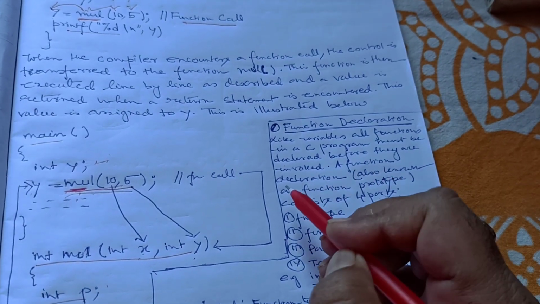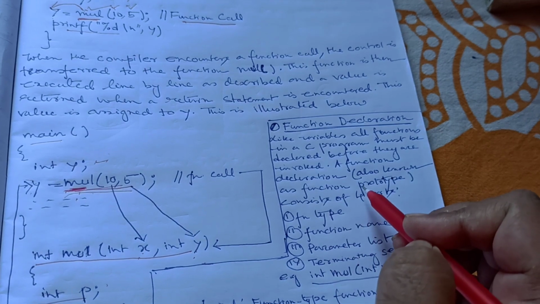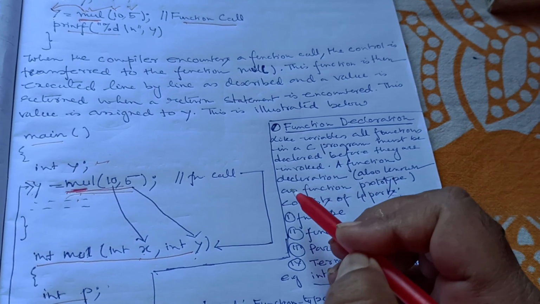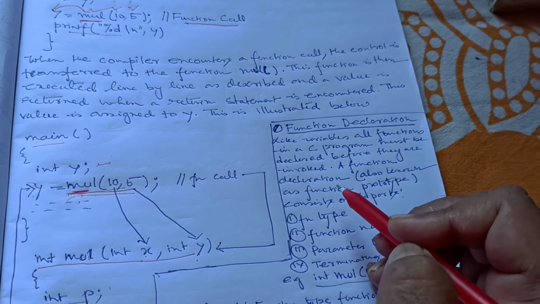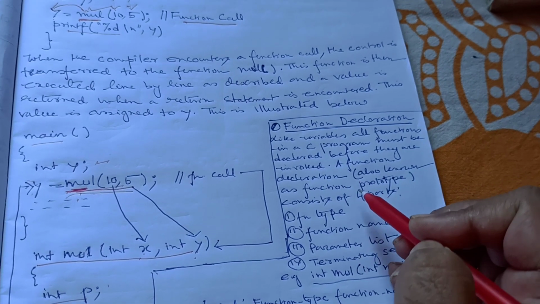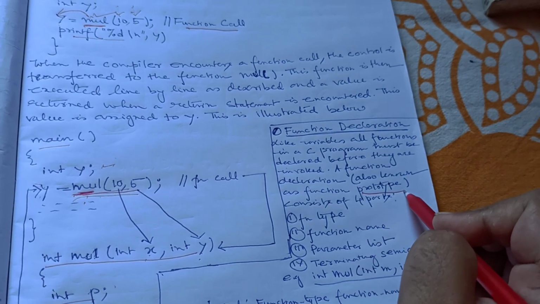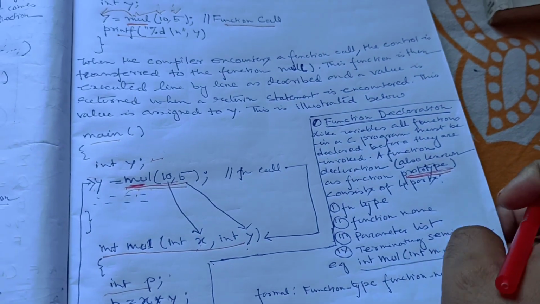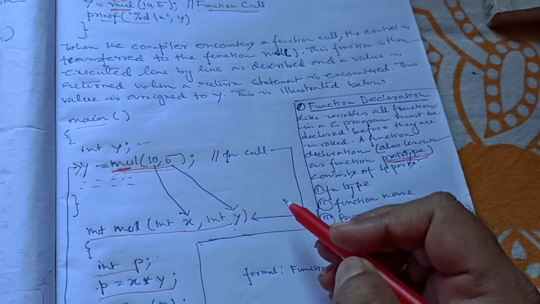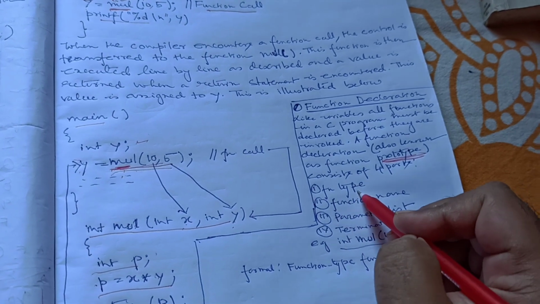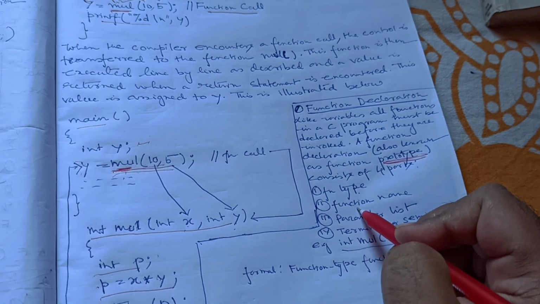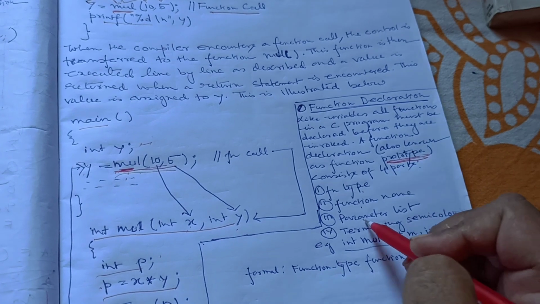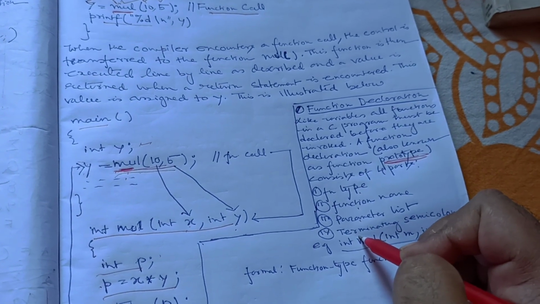A function declaration is also known as prototype declaration. You must know the term prototype declaration. This prototype declaration has 4 parts: function type, function name, parameter list, and finally the terminating semicolon.